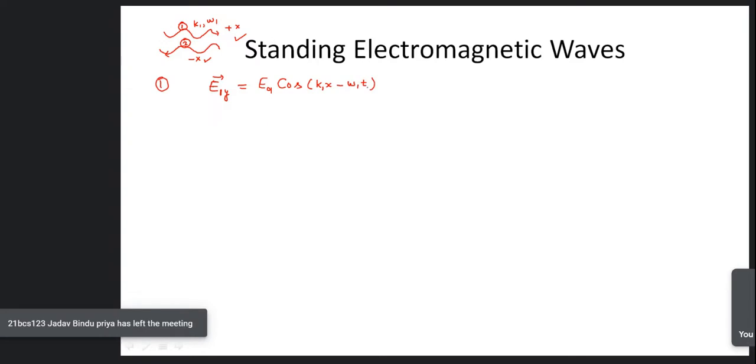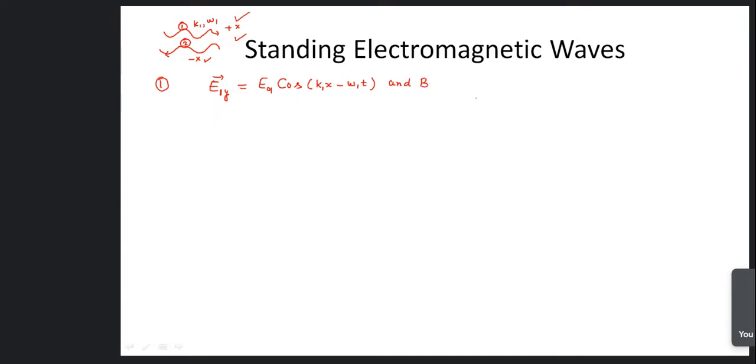Similarly, you can also write the magnetic field associated with this wave. This is B1z. The magnetic field is perpendicular to both the direction of propagation as well as the direction of E. As E is along the y direction and it is propagating in the x direction, I can write that it is Bz, and the amplitude of this is B10. Again, there is no phase difference between this and this, so the phase remains the same.